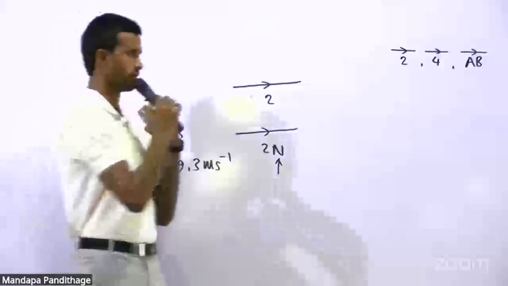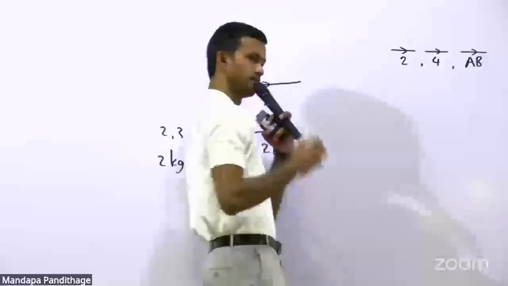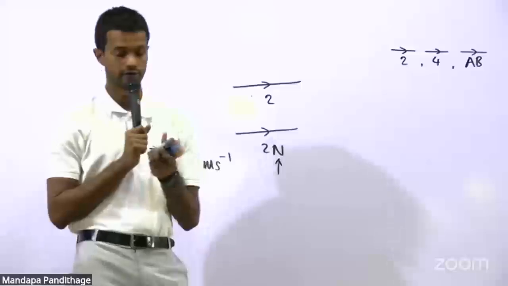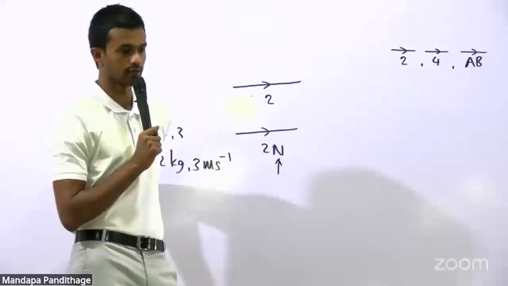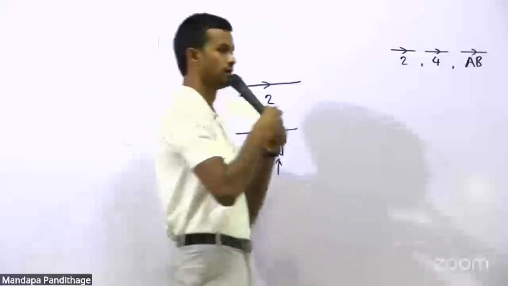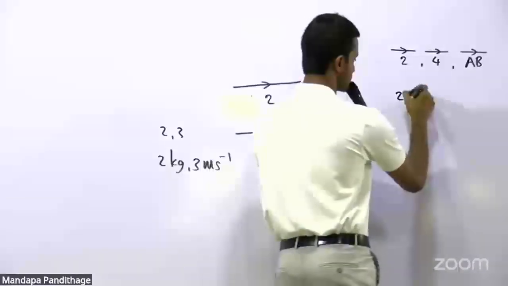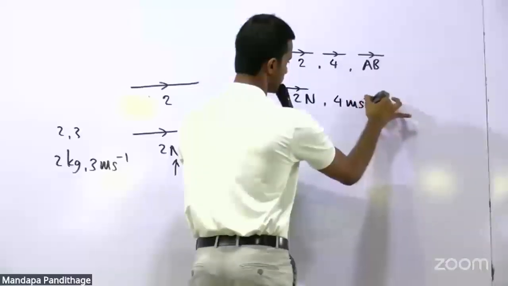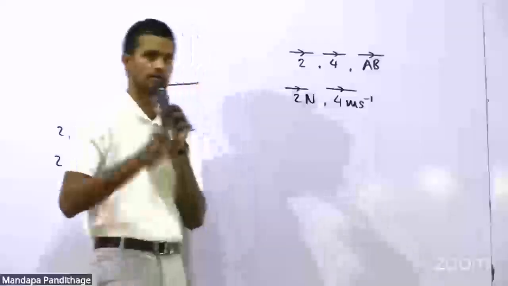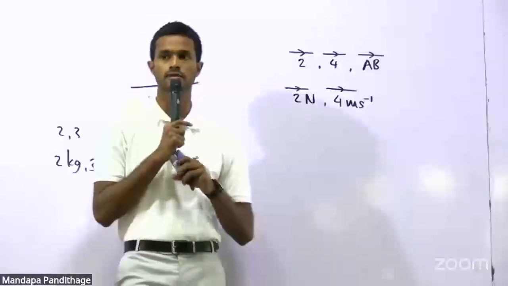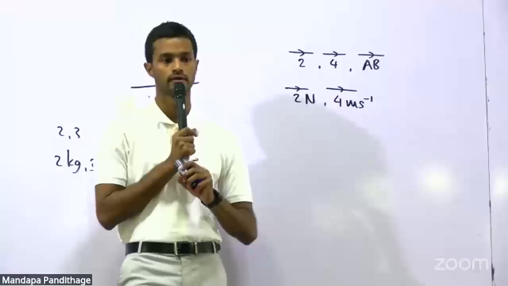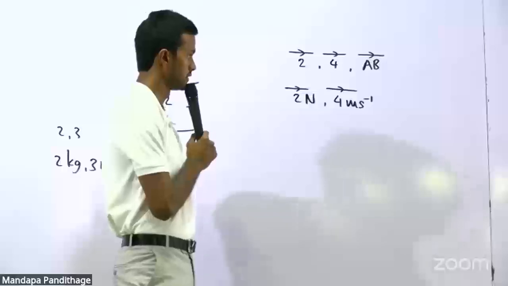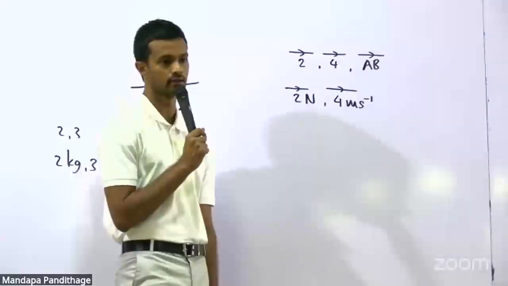Okay, then next line, write in this way. If the vector consists of a unit, it is known as, write in a black pen, a vector quantity. It is known as a vector quantity.